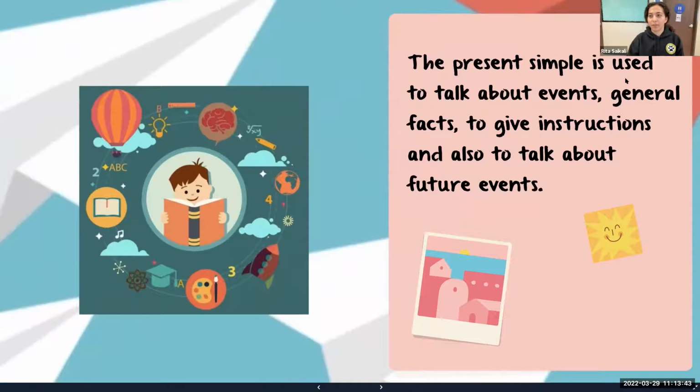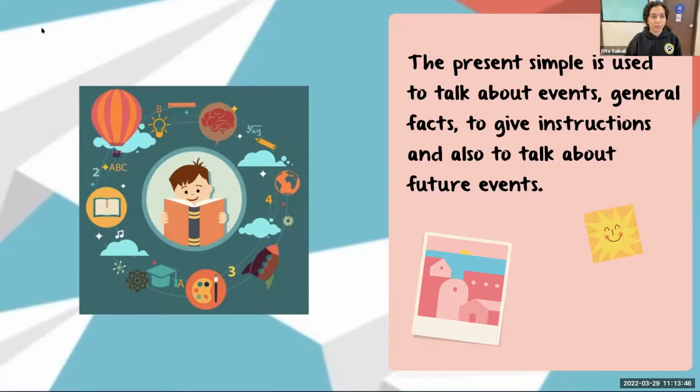So we're starting with simple present. And what is, you guys, simple present? Well, simple present is used to talk about events. It's used to talk about general facts. It's used to talk about instructions, and also used to talk about future events. Okay, so simple present, when we talk about events, for example, a concert is an event. A book signing is an event, okay? Something that is happening. Cool?